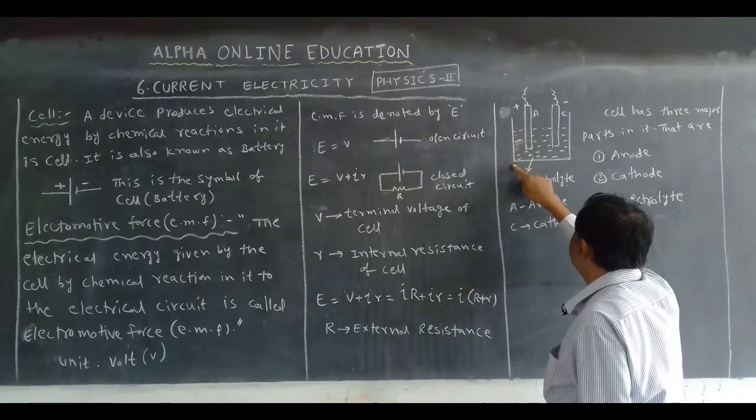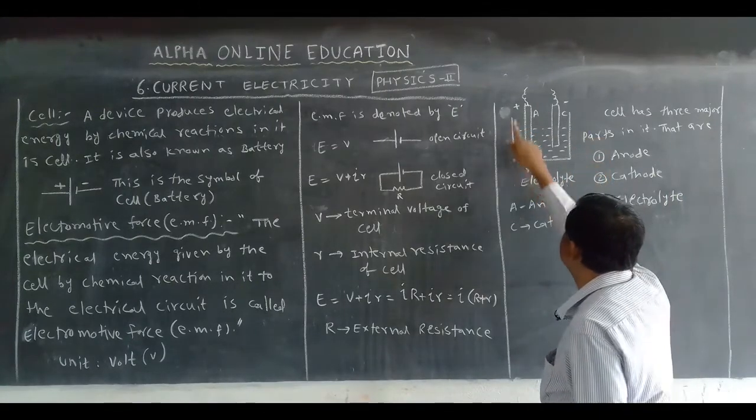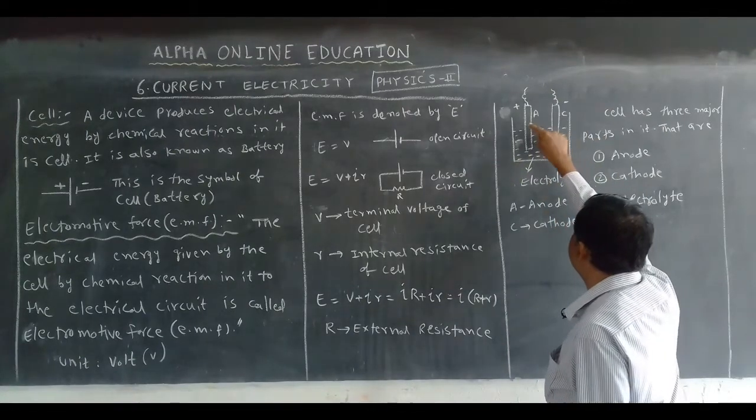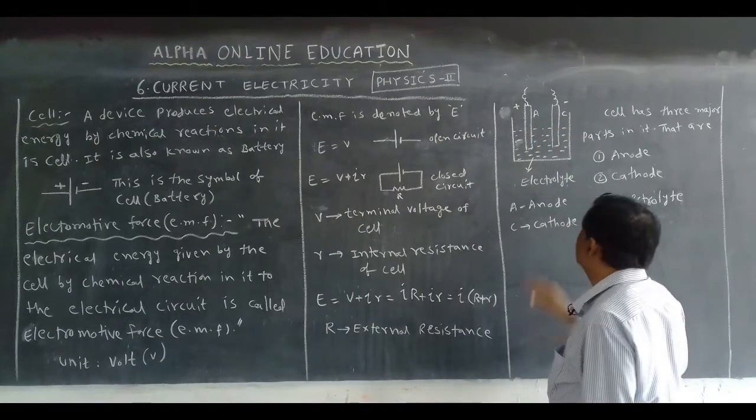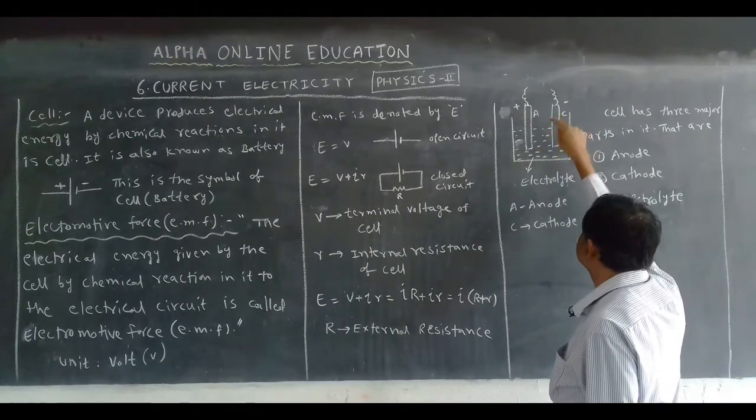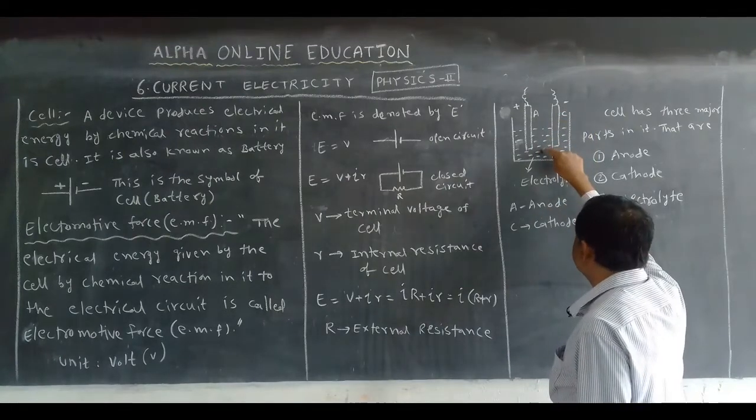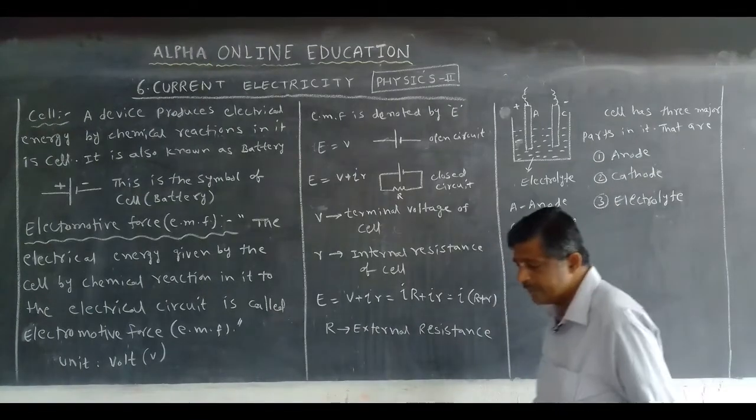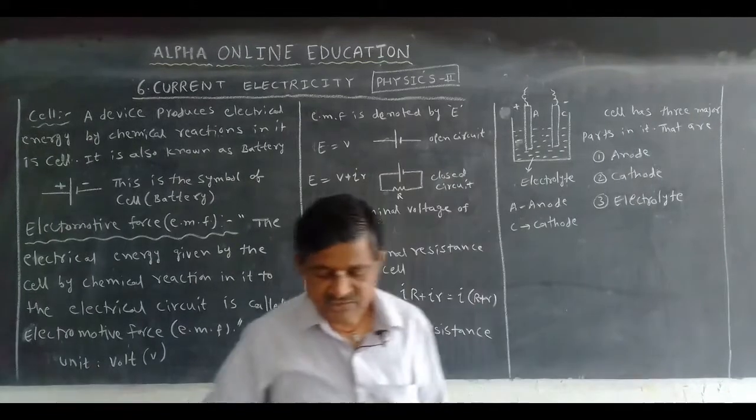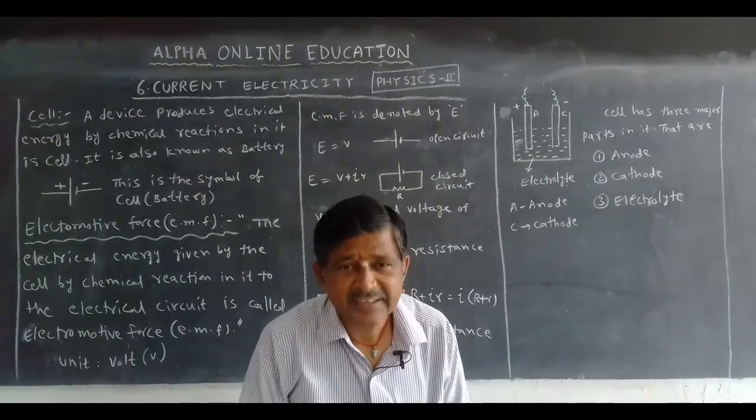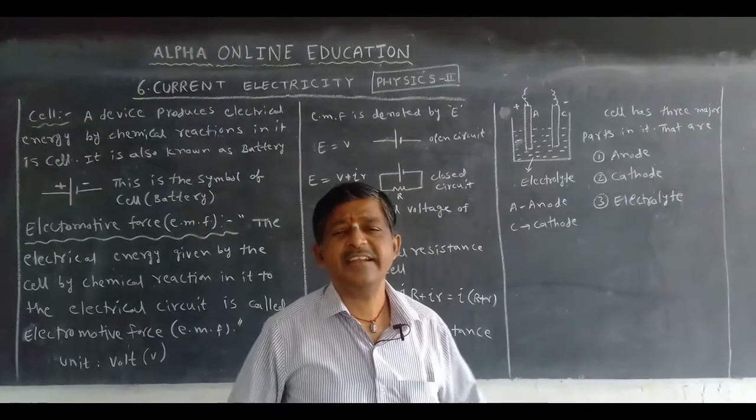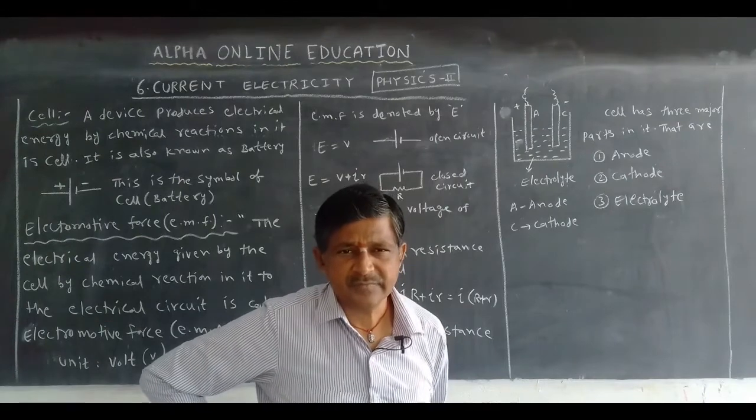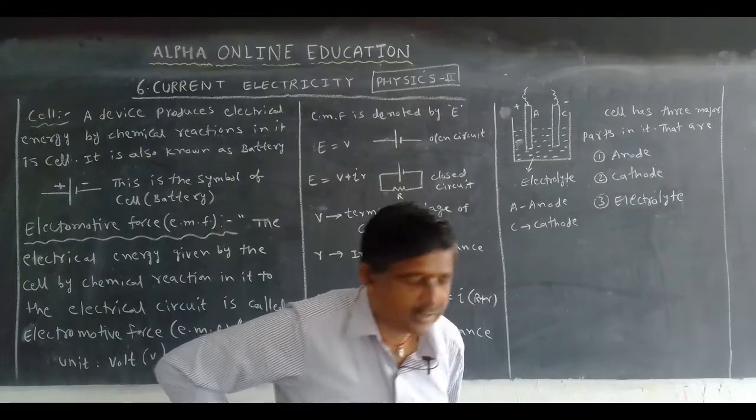First we take one container. In the container we take electrolyte. After that we take two metallic strips. One is called anode, another one is called cathode. And this one is electrolyte. A stands for anode, C stands for cathode. When two metallic plates, anode and cathode, are taken inside the electrolyte, immediately the chemical reaction occurs.